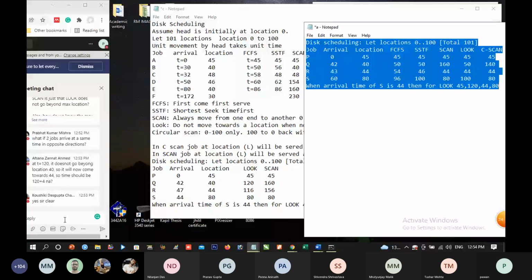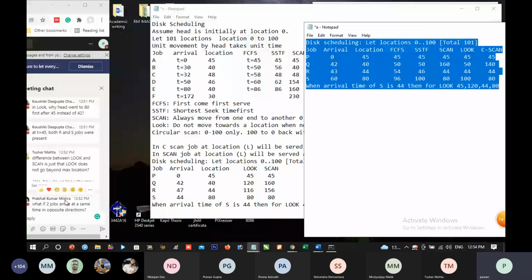You see why it will come towards 44? Because 44 will be coming before 40 while returning. So the service of this is already done. This will be not 120 minus 4. It will be 120 plus 4. It will be 120 minus 4. What are you saying, Tushar?